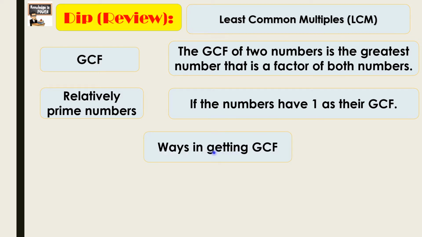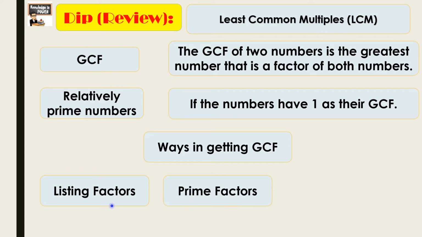So these are the ways of getting the GCF. First is listing factors. Next is prime factors or prime factorization. And last is the Euclidean algorithm.